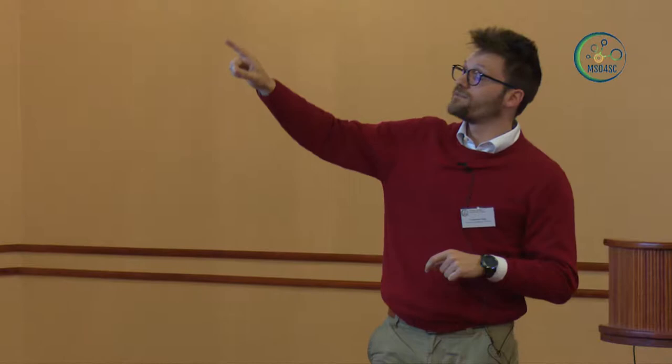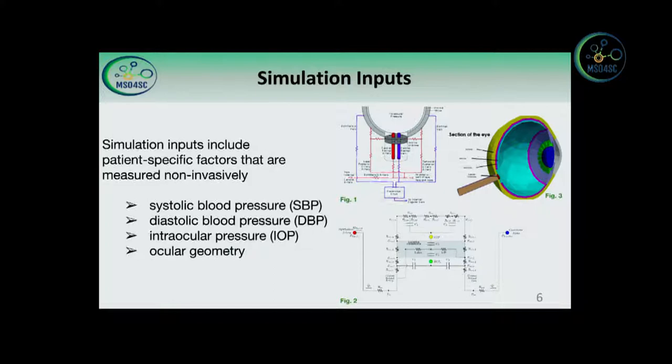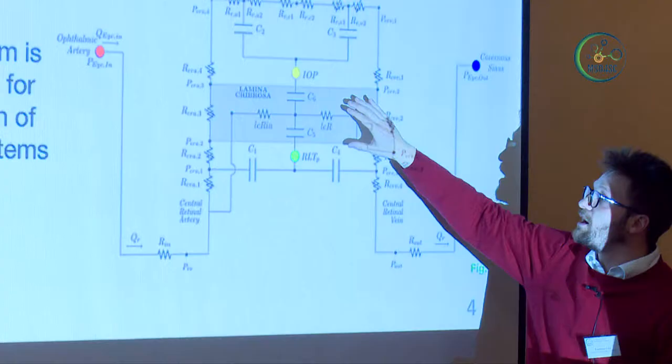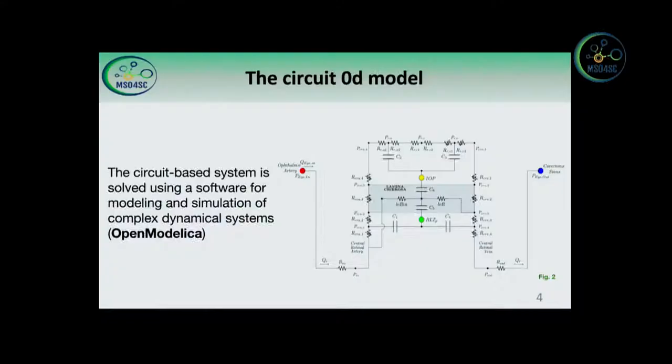On the right is the boundary condition for the Poisson problem. Actually, it's not imposed; it's a new integral boundary condition that we developed in our group with a new solver method called HDG. With this integral boundary condition, we take into account the output coming from the 0D circulation blood flow. So the value of QI and the value of PCRV are taken from this one. We are just substituting this part with the 3D one, taking the flow coming here and the pressure here, and using it in this boundary condition.